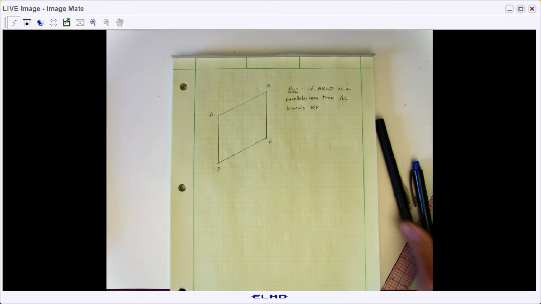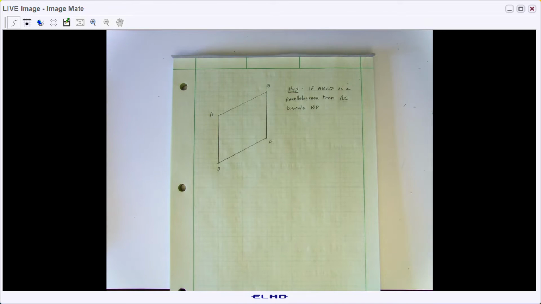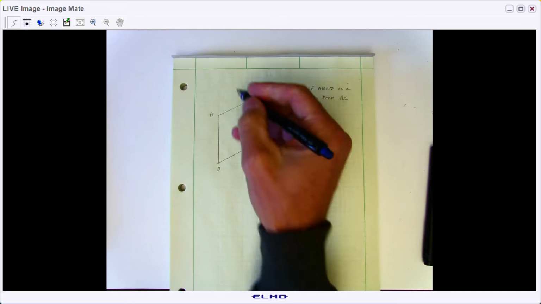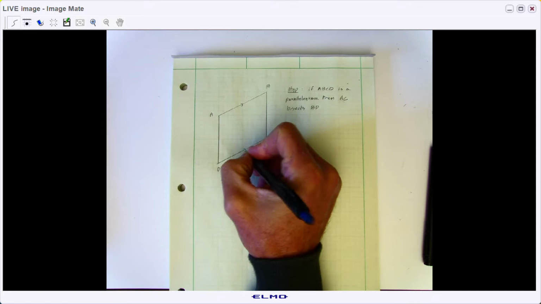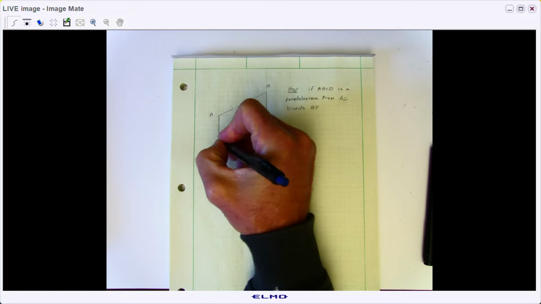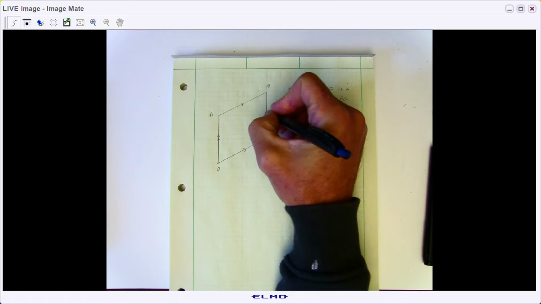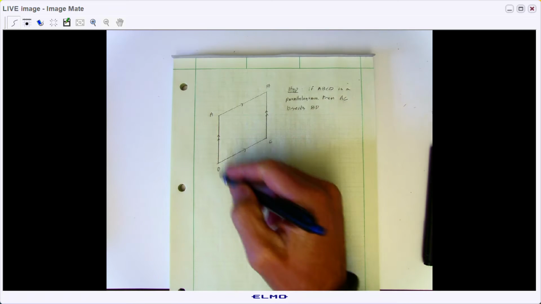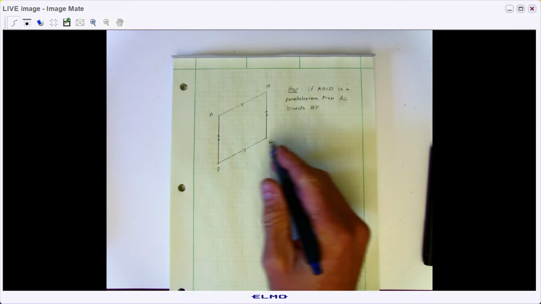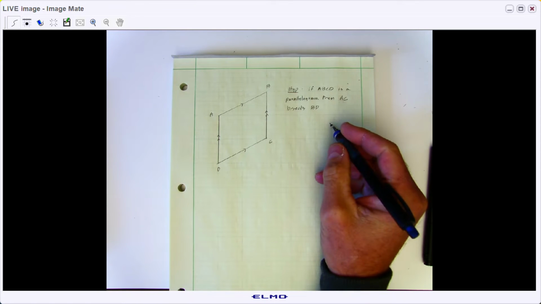So I've got a little work done already. I've got a picture drawn. It's supposed to be a picture of a quadrilateral, I guess. And I have the hypothesis written out. Just a few things I could add to my drawing to make it clear. The opposite sides are parallel. That's the definition of a parallelogram. So AD parallel to BC and DC parallel to AB.